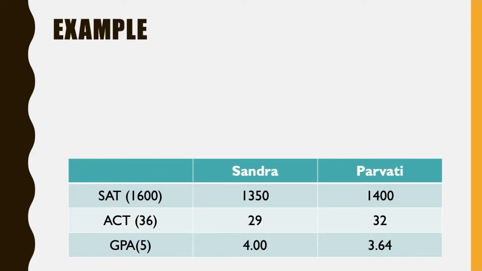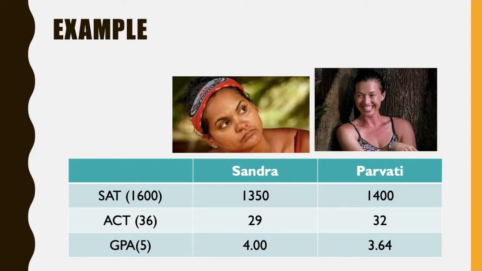In case you wonder why I used these two names, they are the girls in the introduction. Sandra was the one saying, "Get out of here, for real," and Parvati was the girl smiling at Sandra.